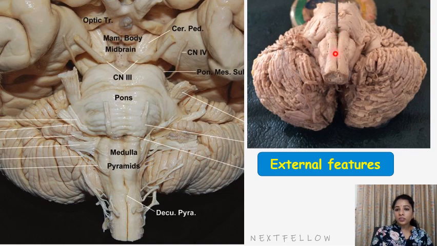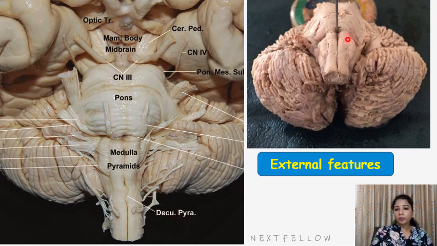And this groove is on the ventral side of the brain or anterior side of the medulla. This is the anterior median fissure, which continues as the anterior median fissure of the spinal cord. These two columns on each side are the pyramids. They are the pyramids, and at the lower part of the pyramids, they undergo decussation, which is called pyramidal decussation.